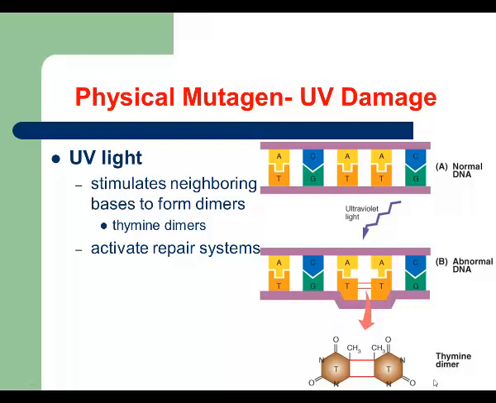But let's go back to UV light or sunlight, which is an example of a physical mutagen. How does it cause mutations? When we are exposed to the sunlight too much, sunlight can cause damage by affecting our skin. The DNA molecule in our skin, after it was treated by UV light, starts forming what we call dimers, thymine dimers. Dimer means two thymines form a bond to each other.